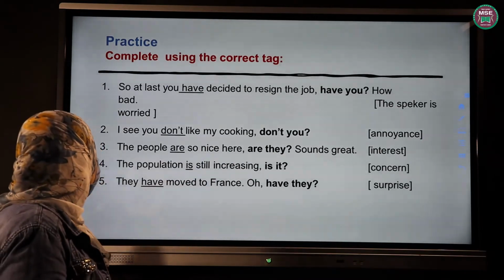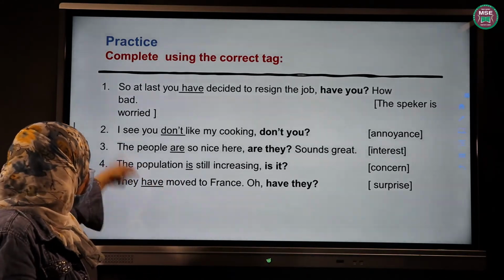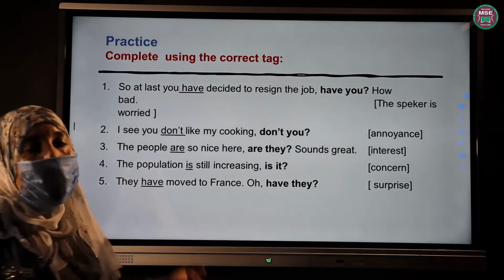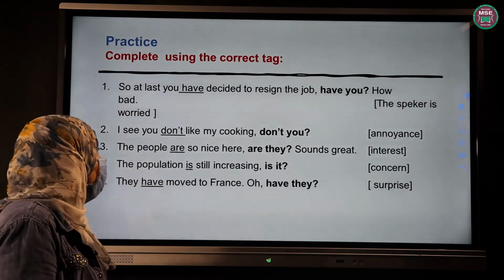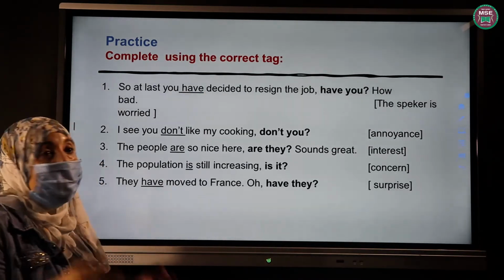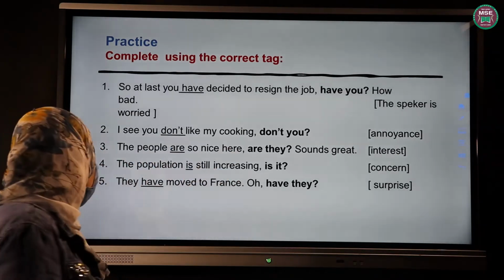Look to number 4. The population is still increasing. Is it? It's kind of what? Is it joy? Is it happiness? Is it interest? Is it surprise? It is kind of concern that the population is still increasing nowadays more and more. So it's kind of concern.